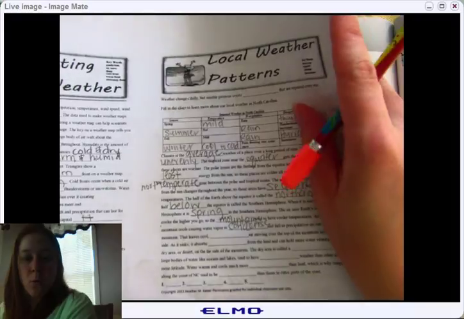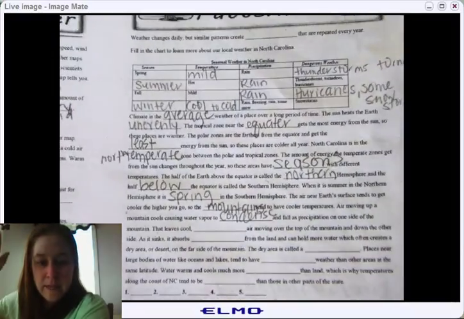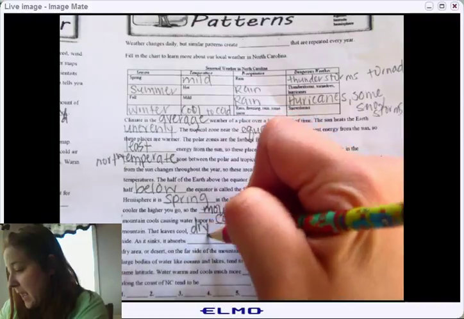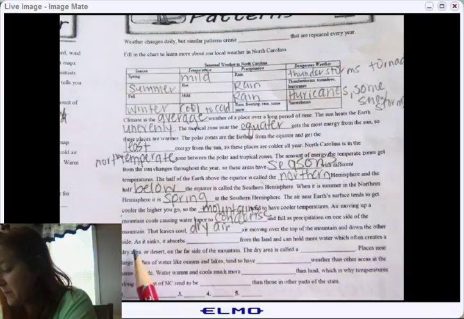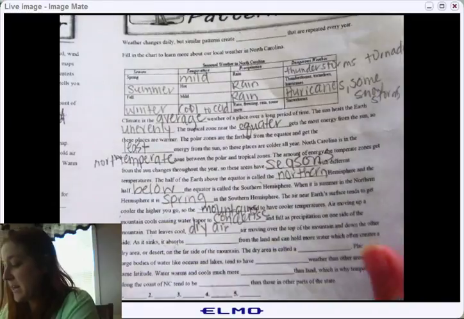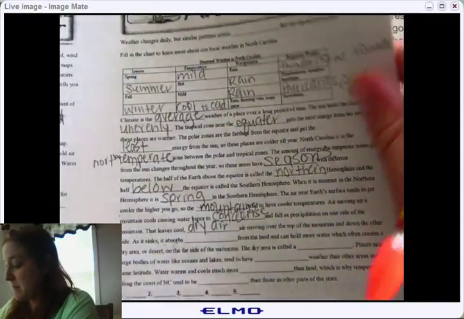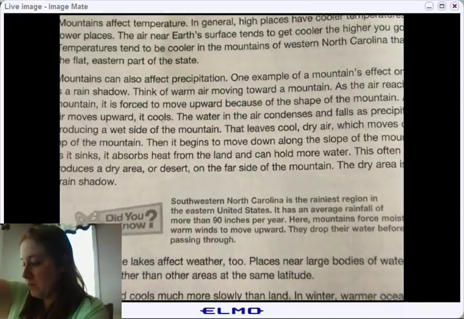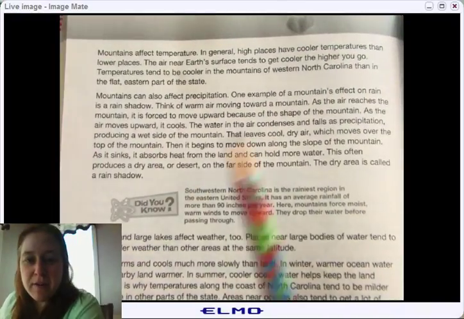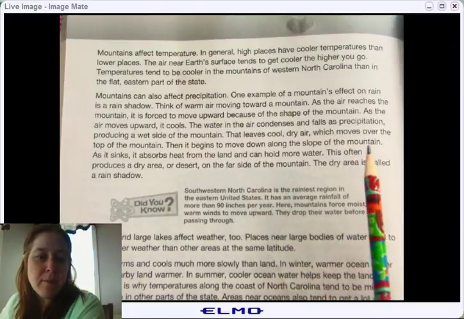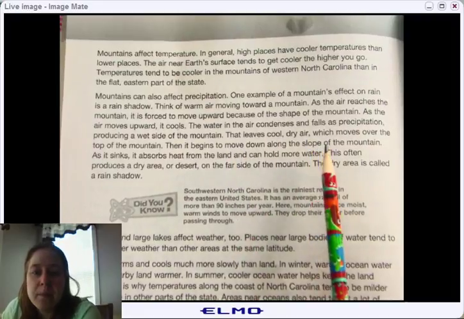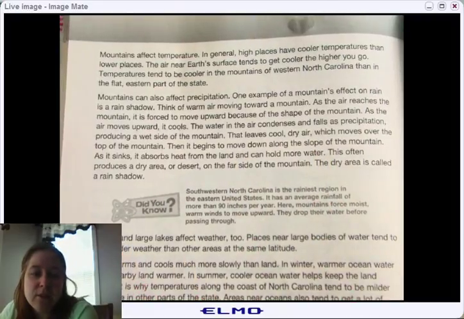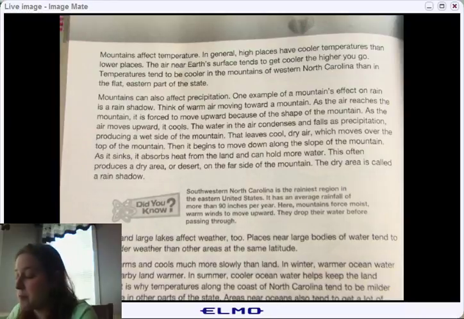So what kind of air? It leaves cool, dry air moving over the top of the mountain and down over the other side. As it sinks, it absorbs blank from the land and can hold more water and often creates a dry area or desert on the far side of the mountain. So right here in this paragraph, it begins to move down along the slope of the mountain. As it sinks, it absorbs heat from the land and can hold more water. This often produces a dry area or desert on the far side of the mountain. The dry area is called a rain shadow.